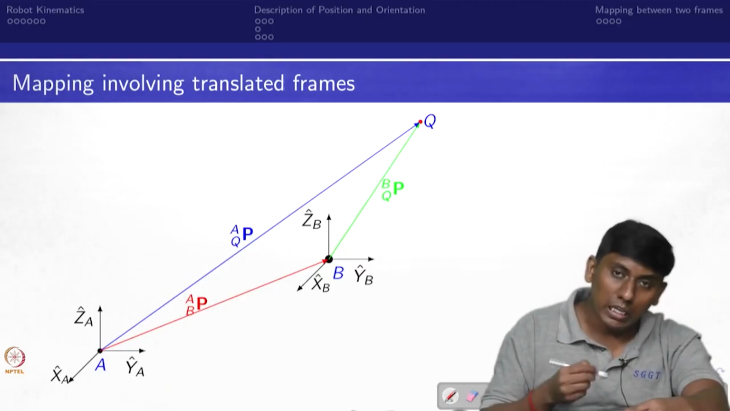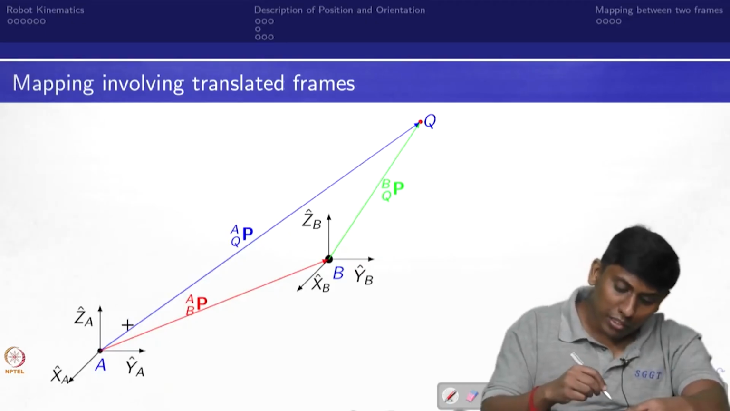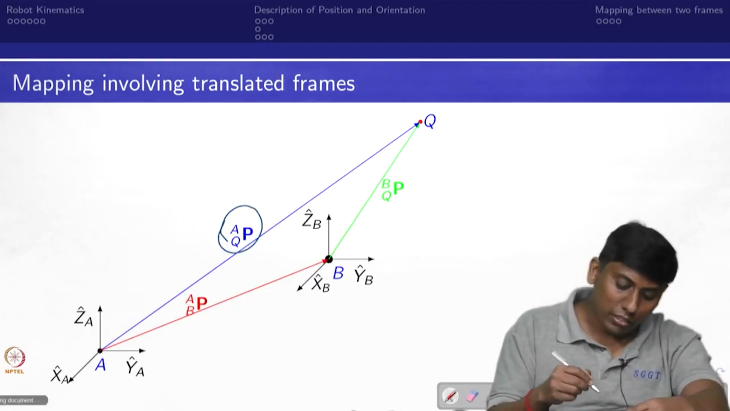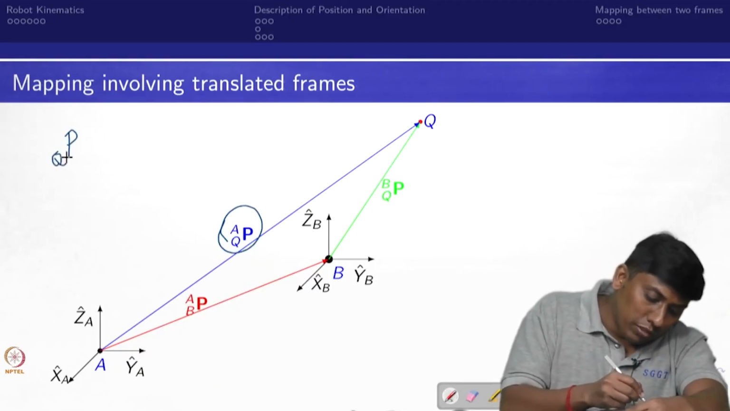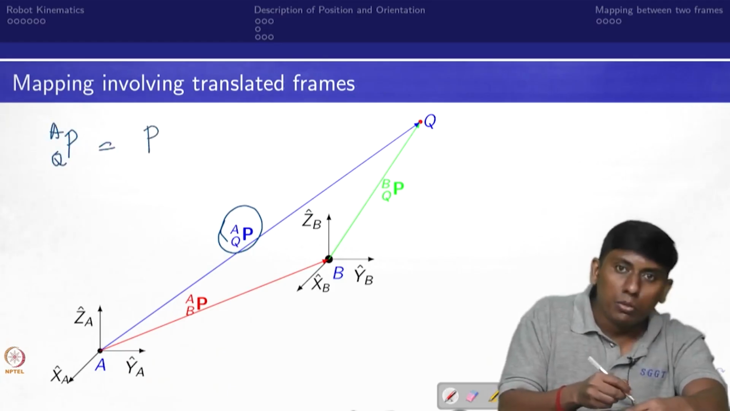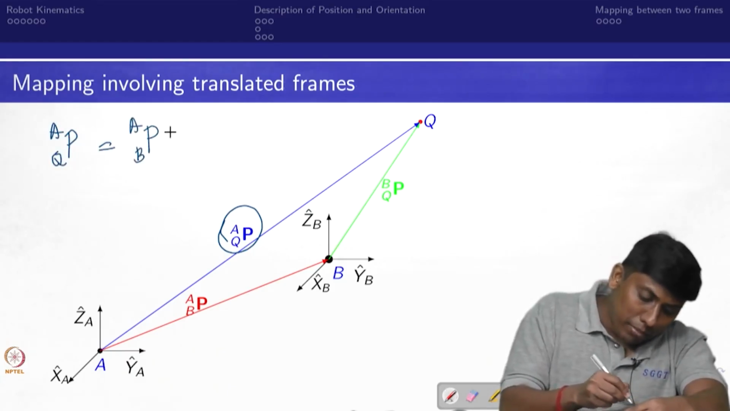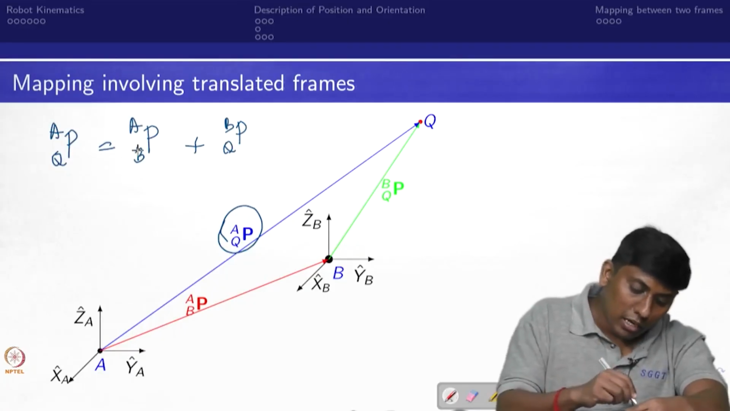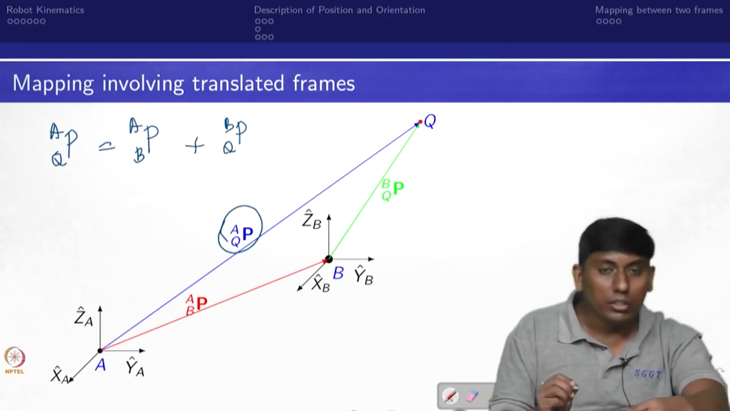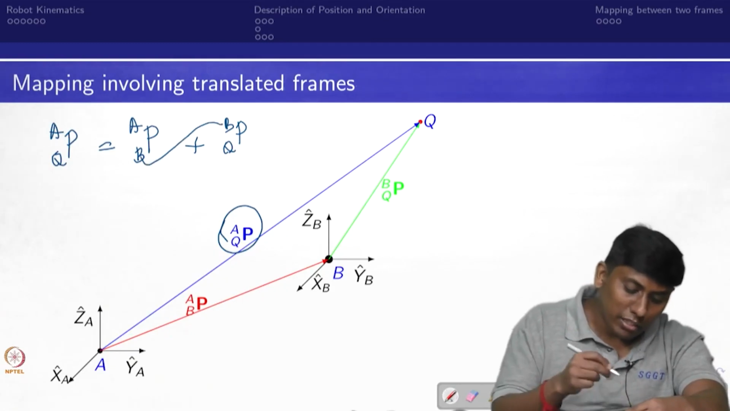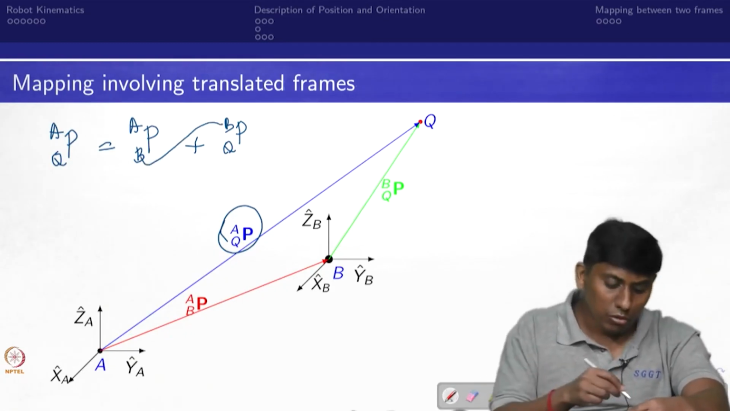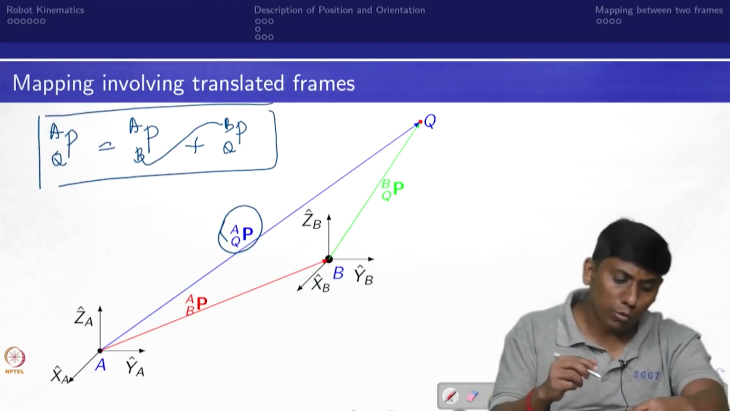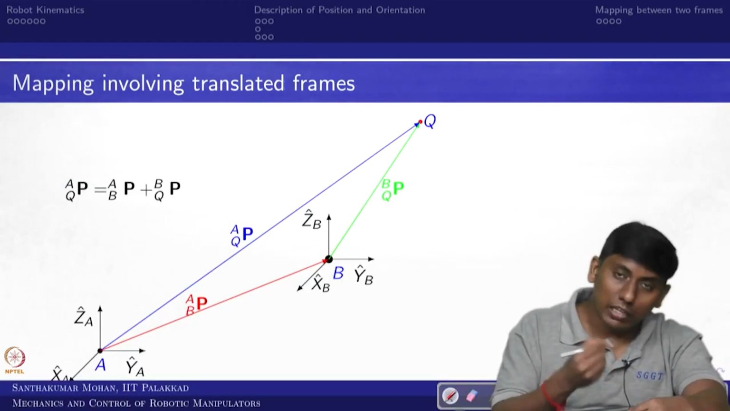So by looking at the diagram itself, you can see that Q can be written simply as the vector addition of this. So PQ with respect to A can be written as P_BA plus P_BQ, in the sense, the position vector of Q with respect to B and the position vector of B with respect to A. Some people even see that this is matching, then the transformation is done. So now this is the mapping involving a translated frame. It is straightforward, right? It is simple vector addition.